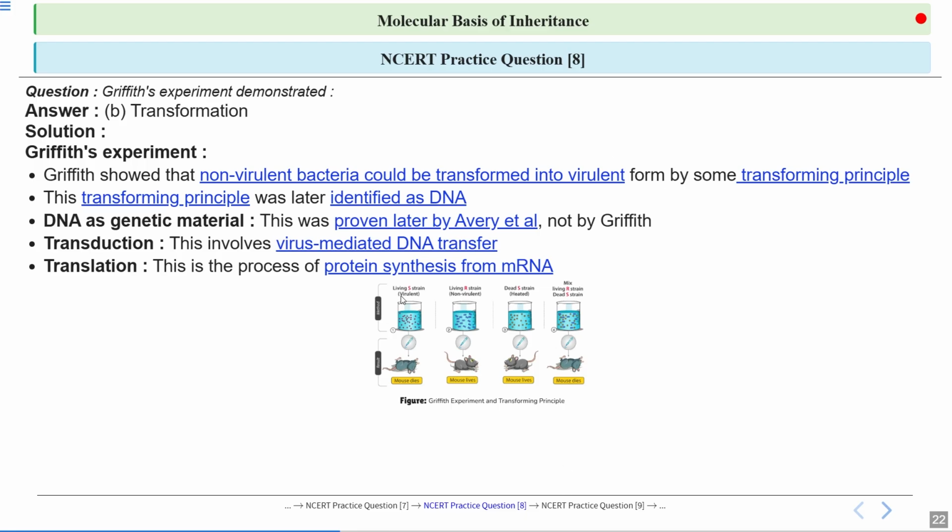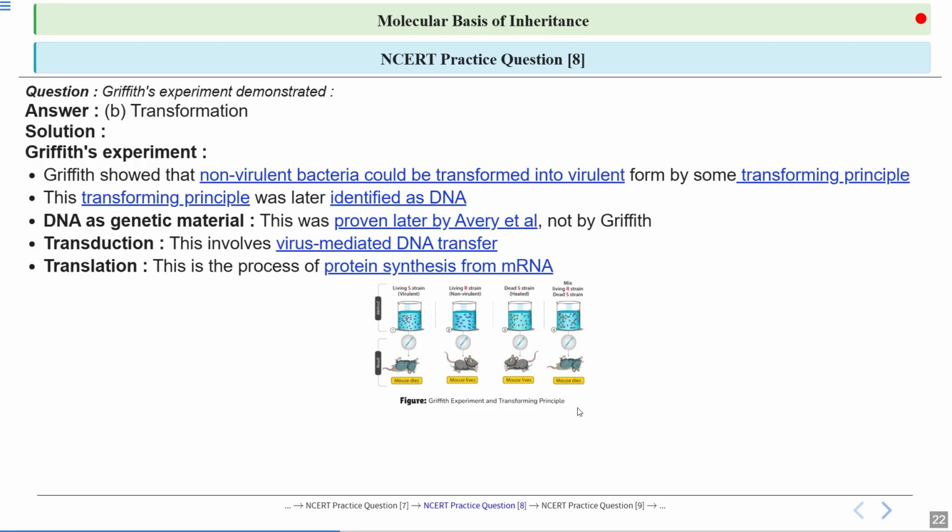Okay, so what he did, he injected the mice with living S strain bacteria. In this case, the mice died. In another case, he injected the mice with living R strain bacteria. In this case, the mouse survived. Now he injected the mice with the heat-killed S strain bacteria. Okay, in this case, the mice survived.